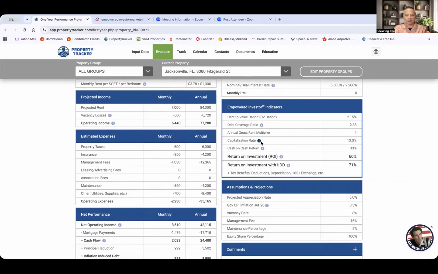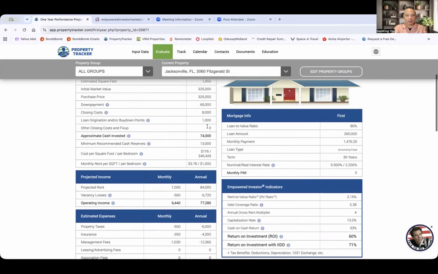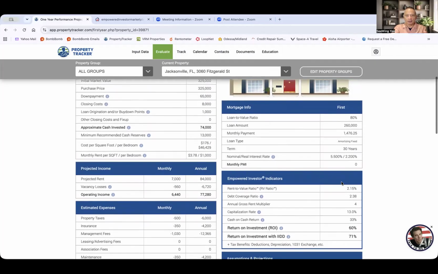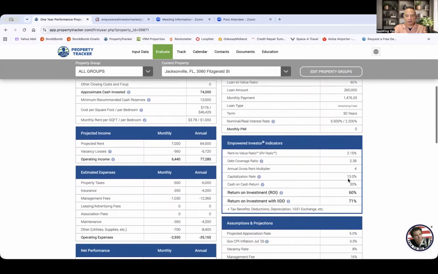Cap rate, without any kind of leverage, is your operating income divided by the purchase price. Your operating income is your annual rent minus vacancy. Operating income is 77,280 divided by the purchase price of 325K equals your capitalization rate of 13%. This is the real rate of return without any kind of leverage, without any kind of mortgage.